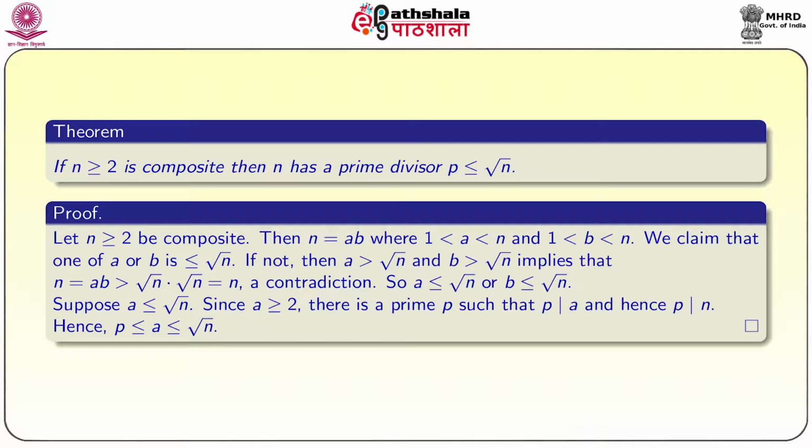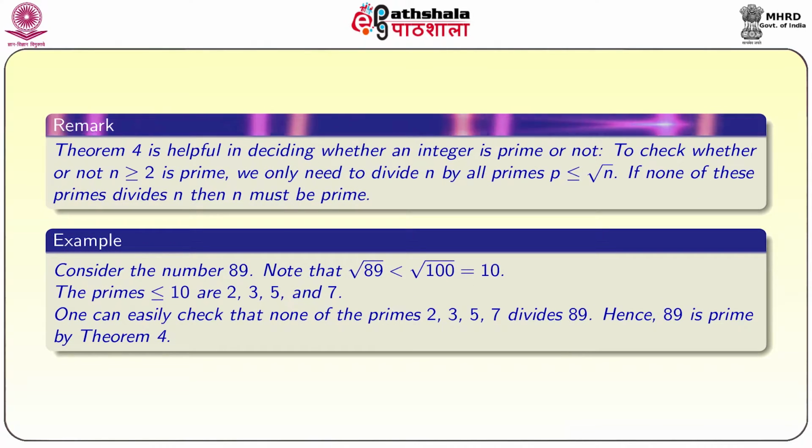So, this is an important result to check whether a given number is composite or prime. It is a theorem helpful in deciding whether an integer is prime or not. To check whether or not n greater than or equal to 2 is prime, we only need to divide n by all primes p less than or equal to root n. If none of these primes divide n, then n must be a prime. We will state this as an algorithm, but before that we will see an example.